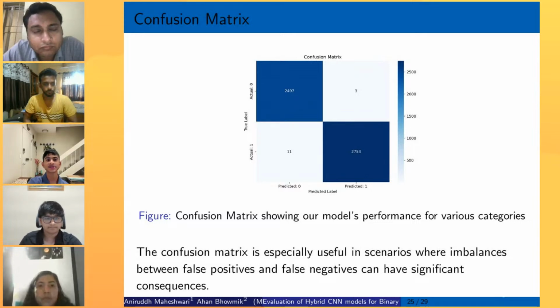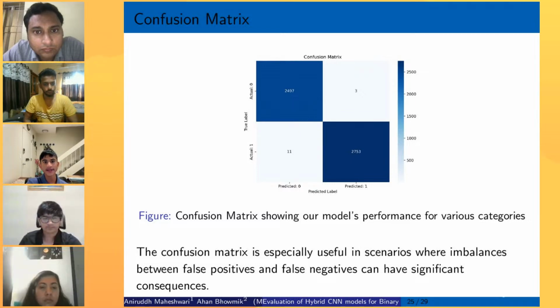A confusion matrix is a visual representation of true negatives, true positives, false negatives, and false positives. Over here, the darkened blue areas show the true negatives and true positives, showing that the majority of the model's predictions were accurate.